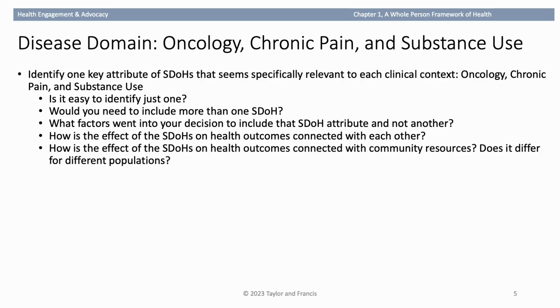With this information, and of course consulting the chapter, here is what I'd like to hear from you. For each of these domains, oncology, chronic pain, and substance use, is it easy to just identify one key attribute of SDOH that seems relevant to this context? What would you need to include more than one SDOH? What factors went into your decision to include that SDOH attribute and not another?